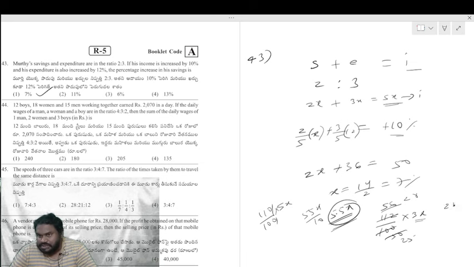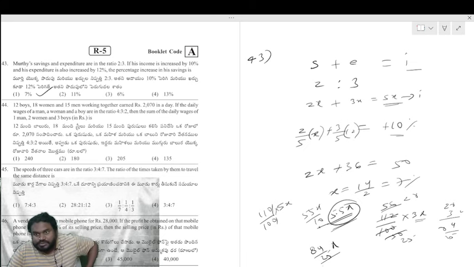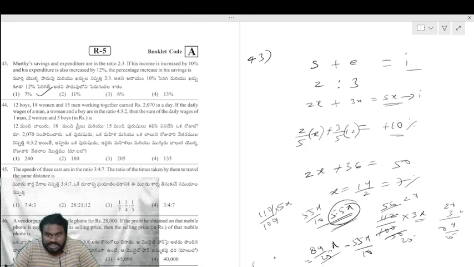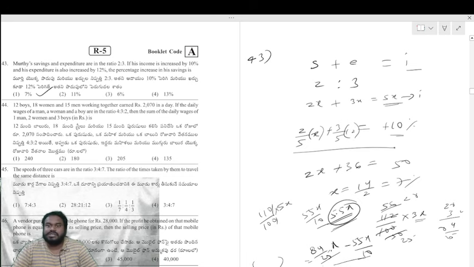So 28 3s are 84, 84 by 25, 84 by 25x. Then 55x by 10 is one thing, 84 by 25x is the other. You have to subtract this from this, and whatever you get will be the changed saving. Then from that you will find the percentage. So it will be a very lengthy process. Just do it like this. Okay, I'll give you an answer.